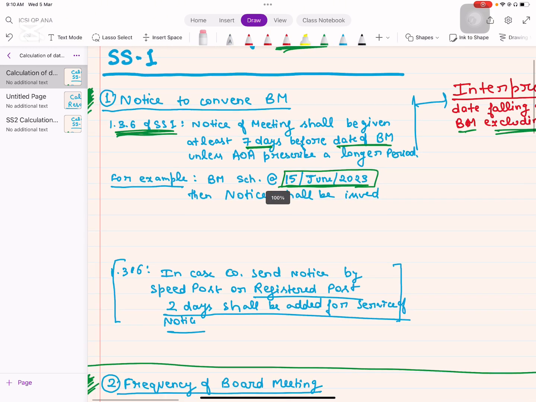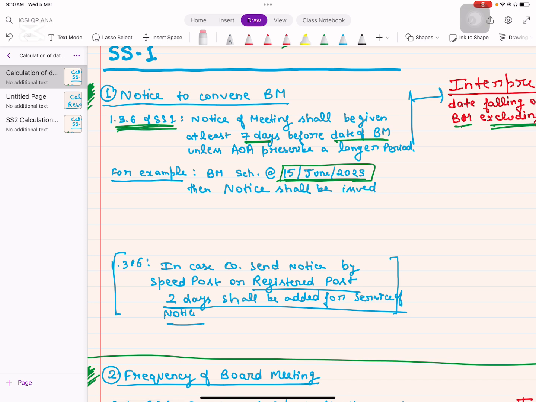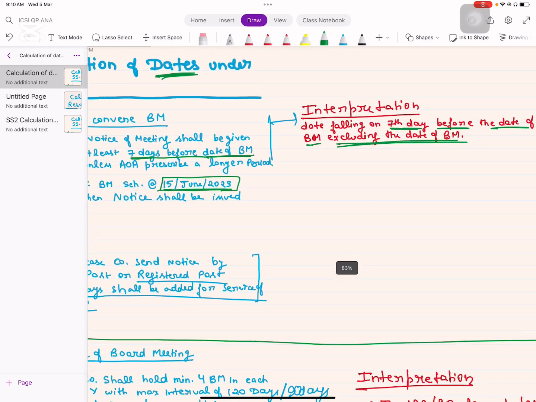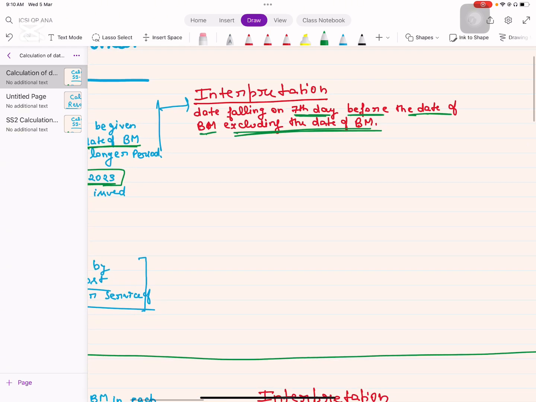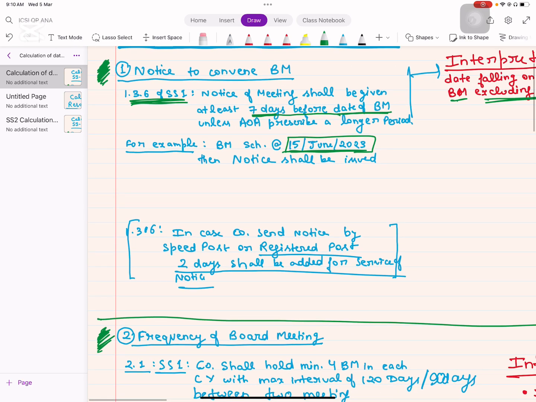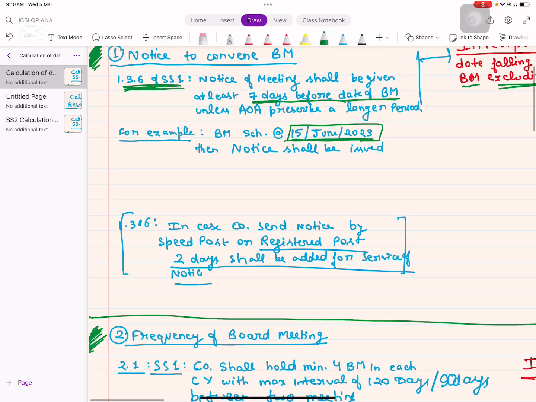Now it is provided in Secretarial Standard that notice of meeting shall be given at least 7 days before the date of board meeting. Now what does it mean? How does it interpret? The date falling on 7th day before the date of board meeting, excluding the date of board meeting. This is how it interprets. Let me show you an example. Suppose board meeting is scheduled on 15th June 2023, the notice shall be issued on or before.